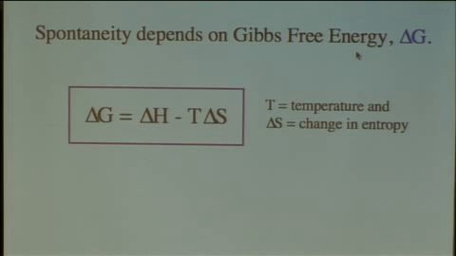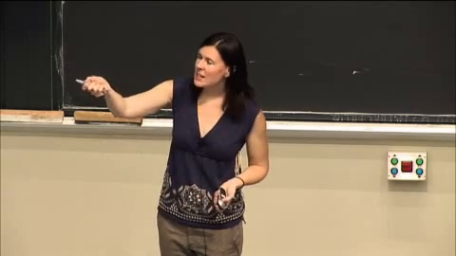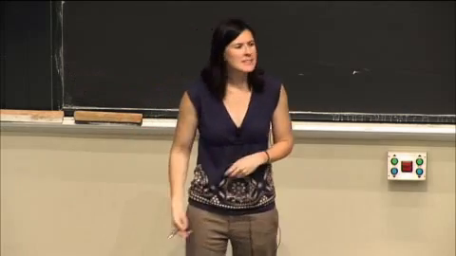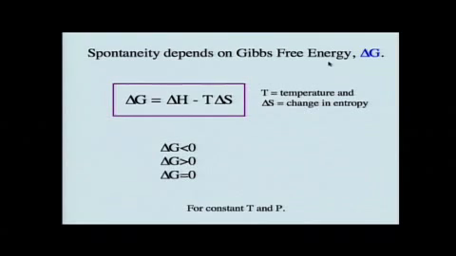So when we're talking about what the sign of delta G is, or free energy is, some of you might already be familiar with this. When we're talking about a negative delta G, is this spontaneous or non-spontaneous?